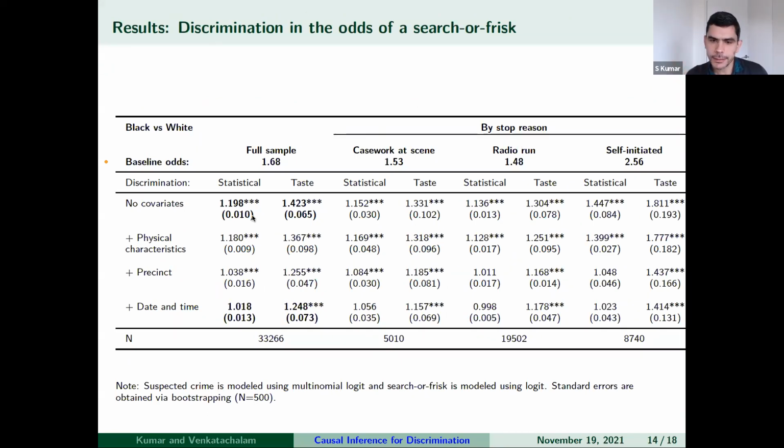Well, one is that it's easier to do. But second, if you look at these values and how the statistical discrimination estimate changes as you add more of these variables, the drop when you add precinct is substantial. The additional drop when you add date and time is very minor. I agree with you, a better job would be not only date and time, but also physical characteristics. And you have thousands of these cells of different combinations.